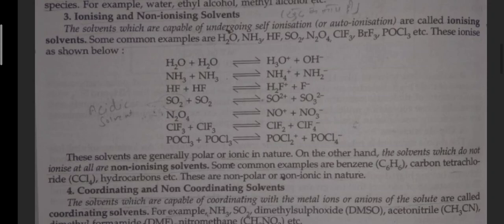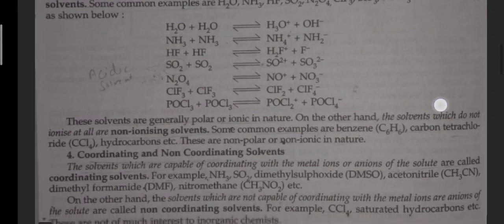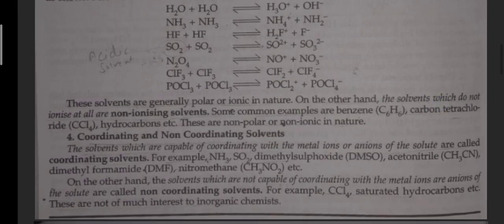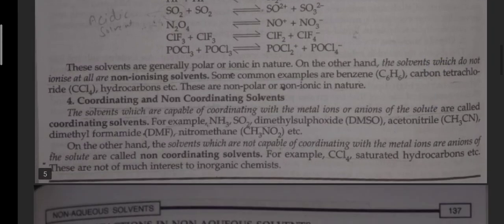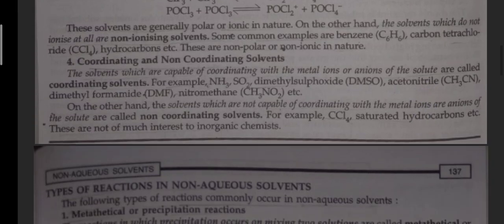These ionize on their own. These solvents are generally polar or ionic in nature. On the other hand, the solvents which do not ionize at all are non-ionizing solvents. Some common examples are benzene, carbon tetrachloride, hydrocarbons, etc. These are non-polar or non-ionic in nature.